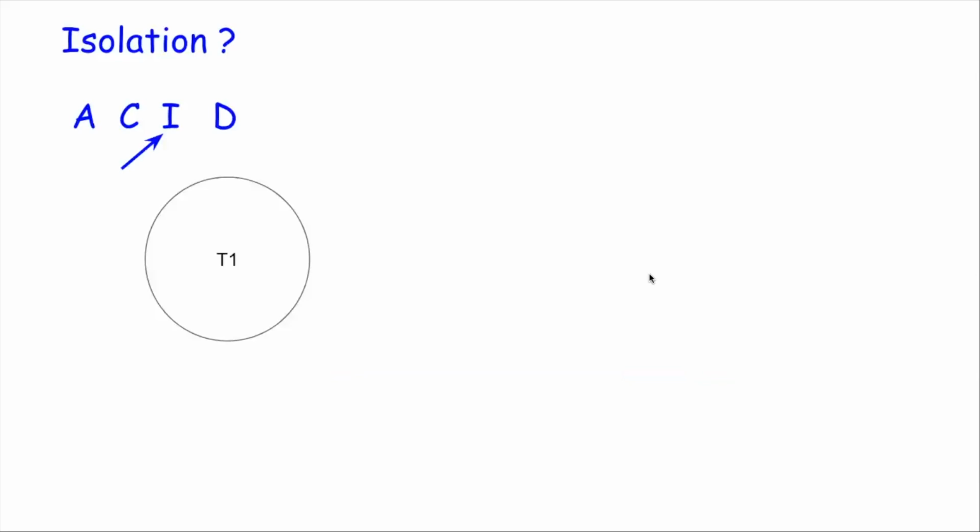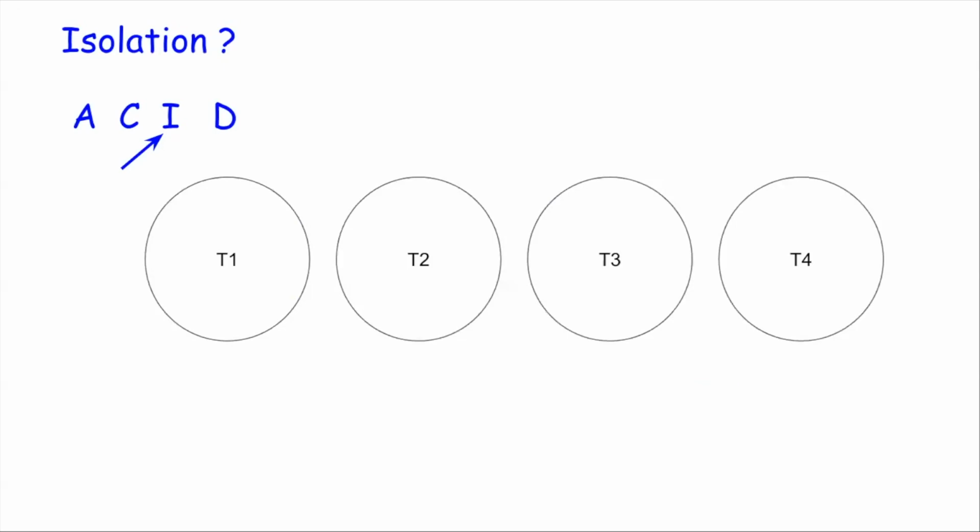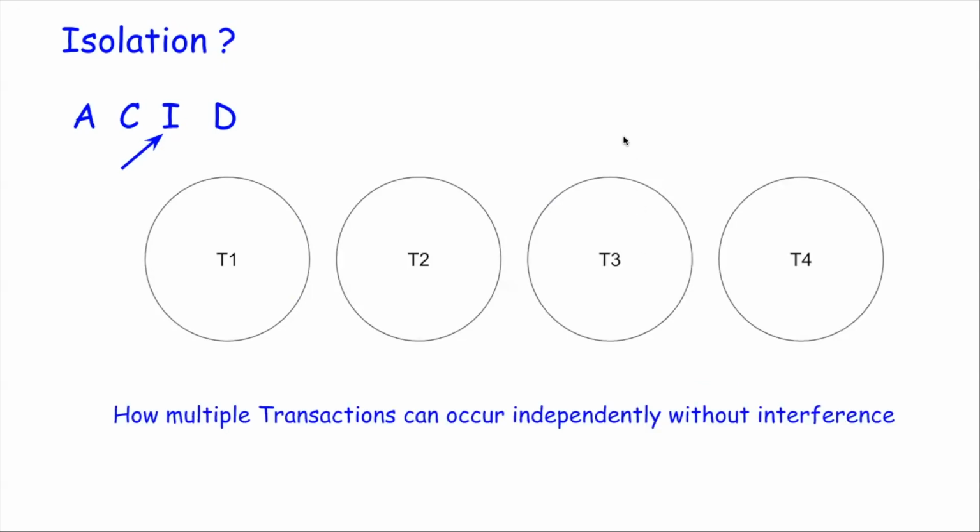So consider a critical user facing OLTP application. You have multiple transactions happening concurrently. And what isolation means here is how multiple transactions can occur independently without any interference. Before understanding different isolation levels, let's go through what are the different transaction anomalies. Here are some of these: dirty write, dirty read, lost updates, non-repeatable read, phantom read, read skew, write skew. These are some of the key ones.